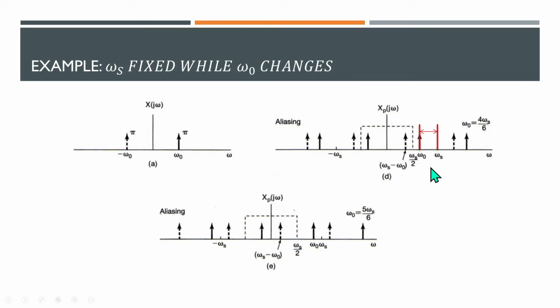It will generate a lower frequency component of omega sub s minus omega naught for a center frequency of omega sub s. It will fall in the passband of the filter. Therefore, overlapping of spectra has occurred. The same case happened in letter E, in which the signal is sampled at 1.2 omega naught.